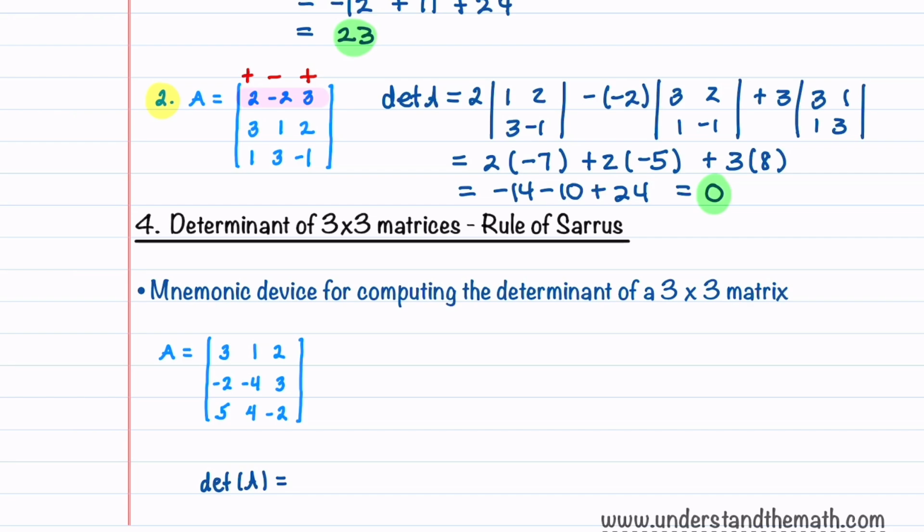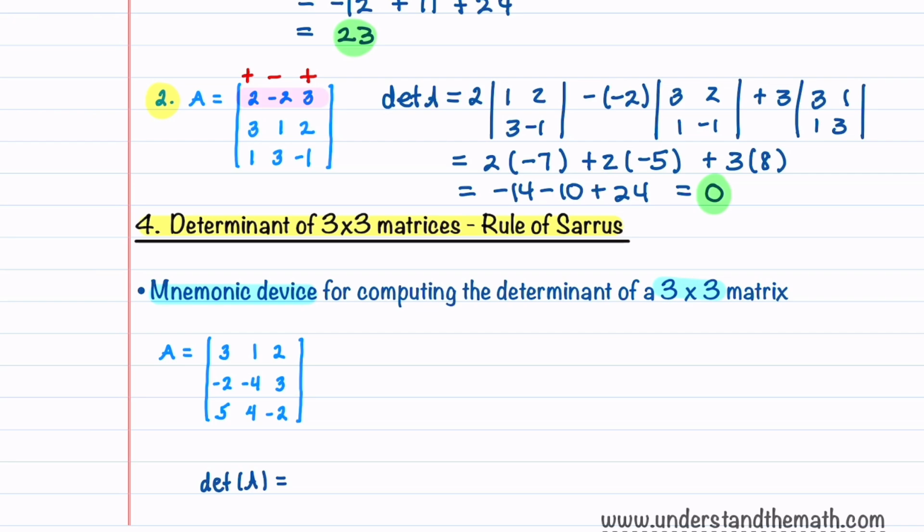Let's now learn how to compute the determinant of a 3 by 3 matrix using the Rule of Sarrus, otherwise known as the shortcut method. This method is just a mnemonic device for computing the determinant of a 3 by 3 matrix. I want to caution you, this method only works for 3 by 3 determinants, and you can't use it for a 4 by 4 or higher determinant.